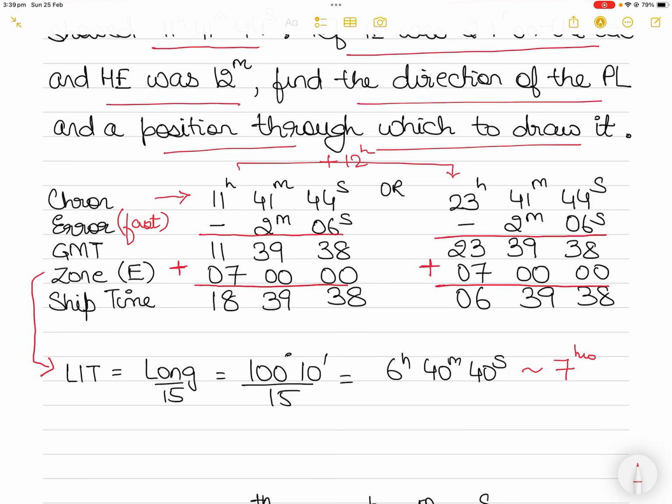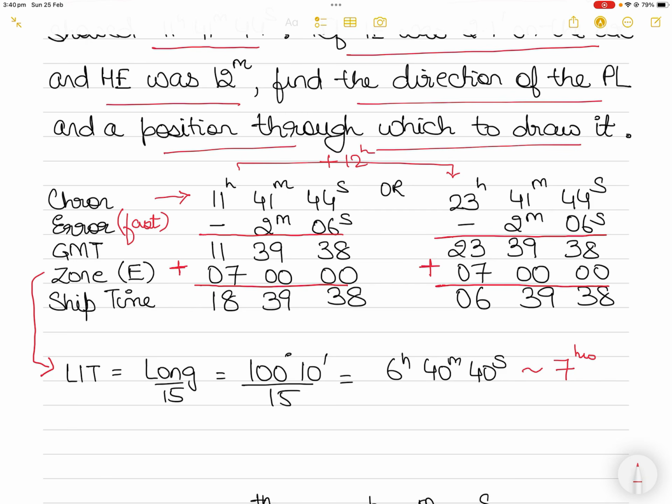But the method I use is GMT, zone, and then ship's time. It doesn't make a difference. At the end of the day, you are trying to determine the ship's time to find out the correct GMT date and time. So we take the zone time. If you are in east longitude, you will add it to the GMT. If you are in west longitude, you would subtract it from the GMT. So in this case, you add it to the GMT.